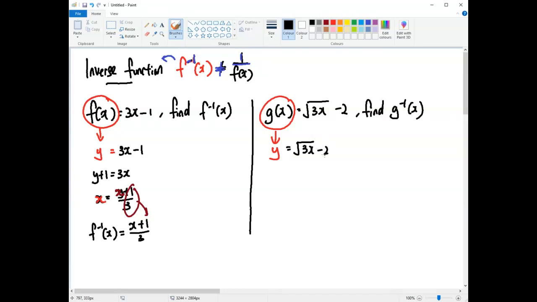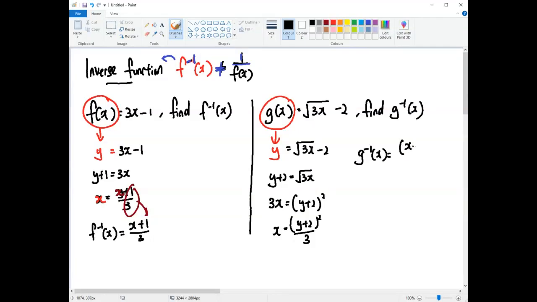The first number I need to move is negative 2. So I get y plus 2 equal to the square root. So my 3x equals (y plus 2) squared, and x equals (y plus 2) squared over 3. So my g inverse is equal to, sorry, not a square root, a bracket: (x plus 2) squared over 3. That is my inverse for g. Always make sure you change your y back to x, and the rest of the constants you can just copy.